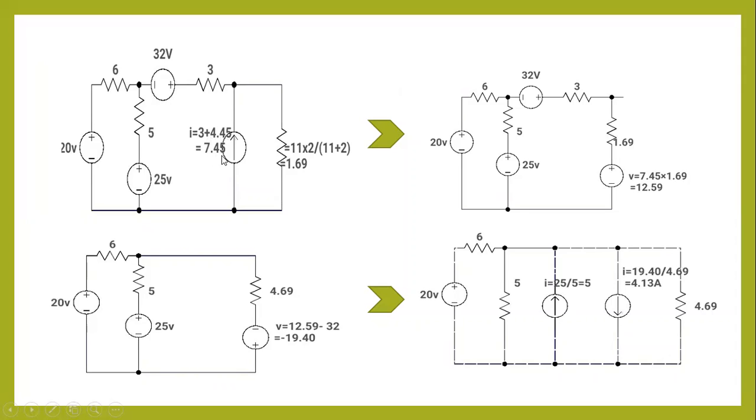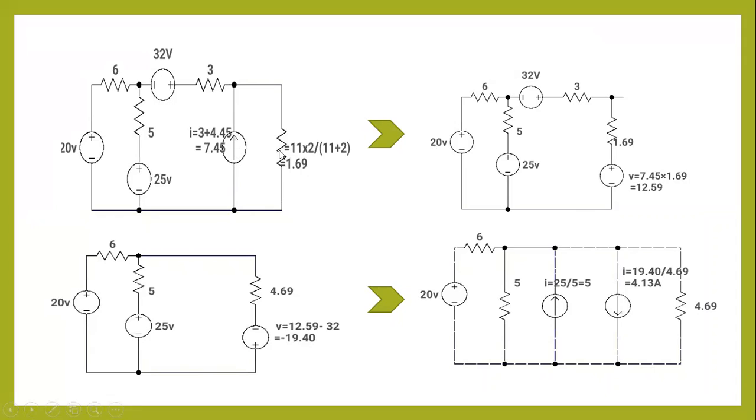Hence we got 7.45, and for the resistors, R1 R2 divided by R1 plus R2 is the basic formula for resistors in parallel. The rest of the circuit we will connect as it is. Here I have tried to solve each and every step, so you can see so many circuits over here.